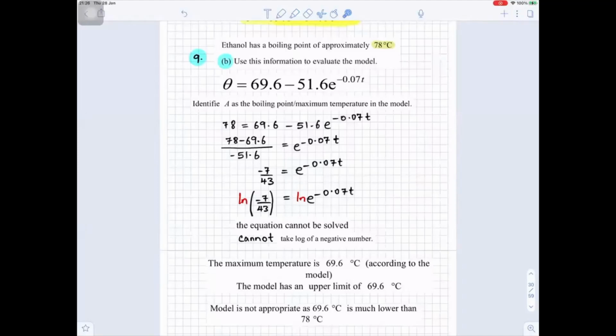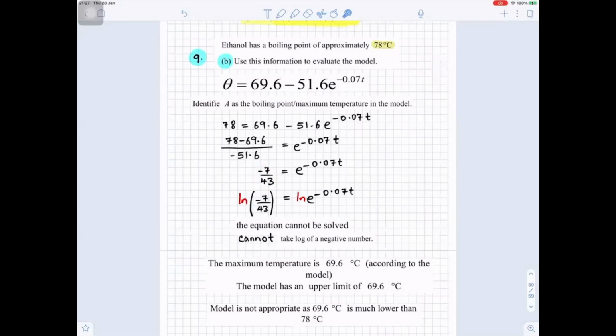Ethanol has a boiling point of approximately 78 degrees Celsius. Use this information to evaluate the model. You can identify a as the maximum or minimum temperature in the model. So what we can do is substitute that 78 for theta. So 78 minus 69.6 divided by 51.6 will give us e to the minus 0.07t equals minus 7 over 43.